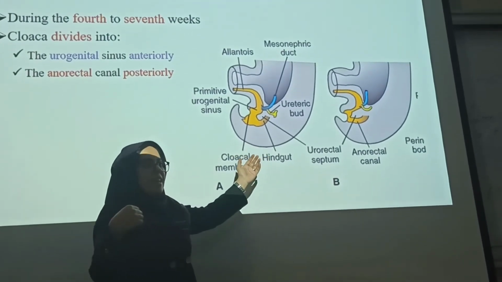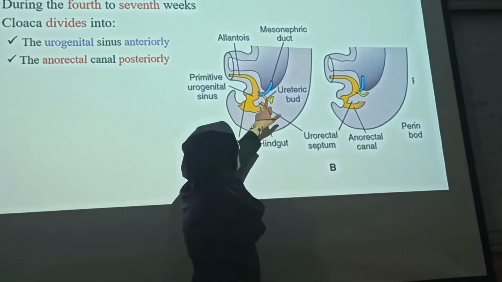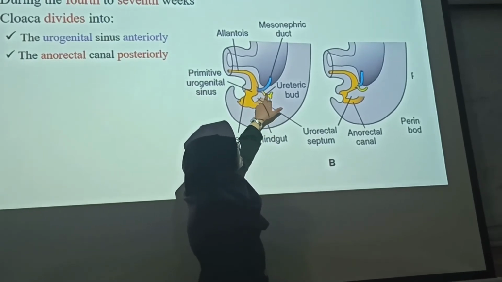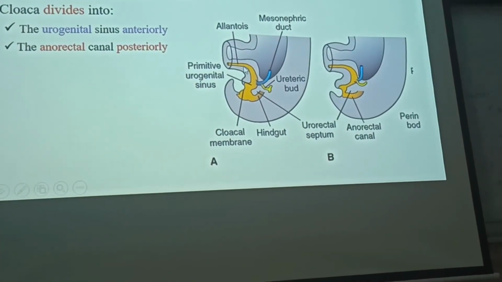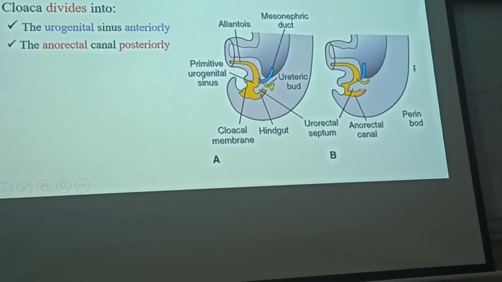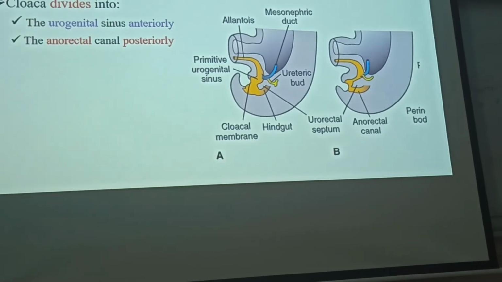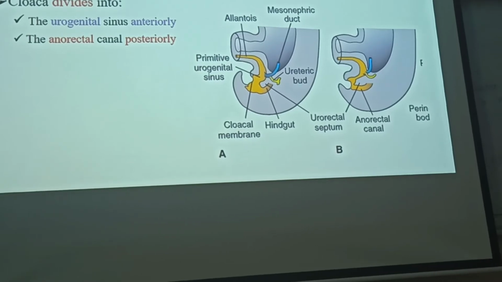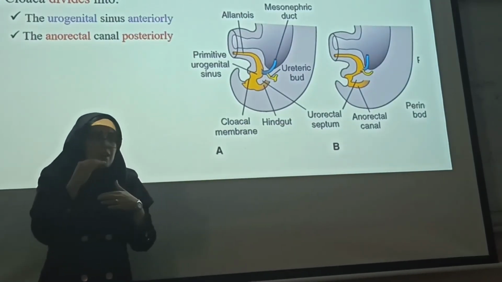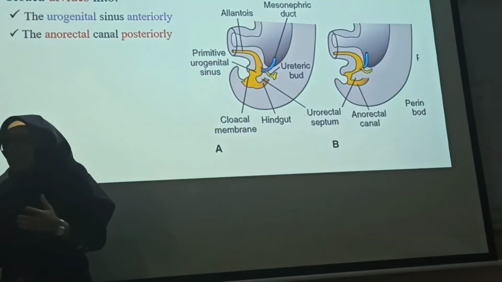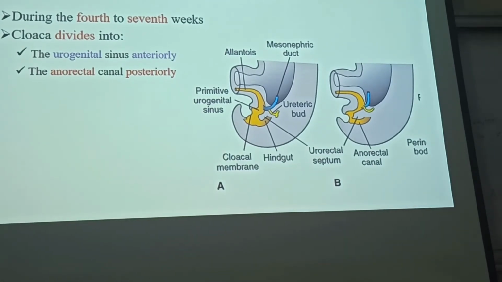In this picture, you can see a sagittal section from the caudal part of the embryo. Please see this part. This is the cloacal membrane. The cloacal part is the terminal end of the digestive system. The cloaca is the end part of the digestive system. The cloaca is originated from endoderm, not intermediate mesoderm. Okay? It's originated from endoderm.